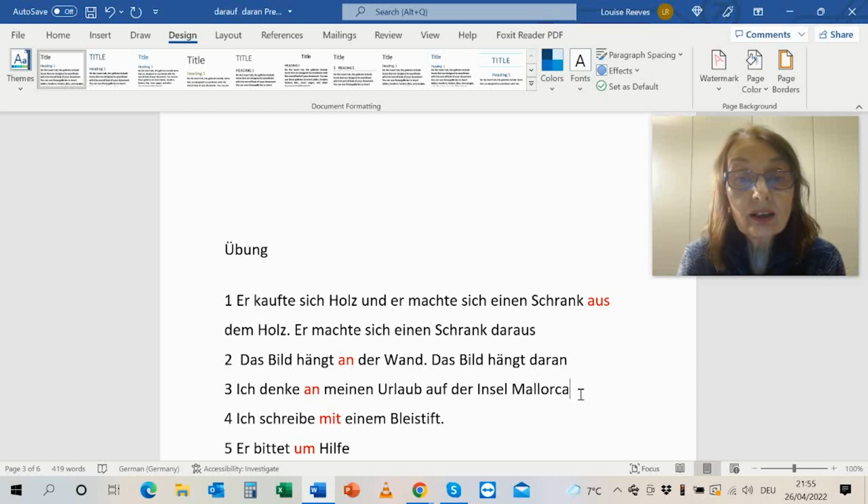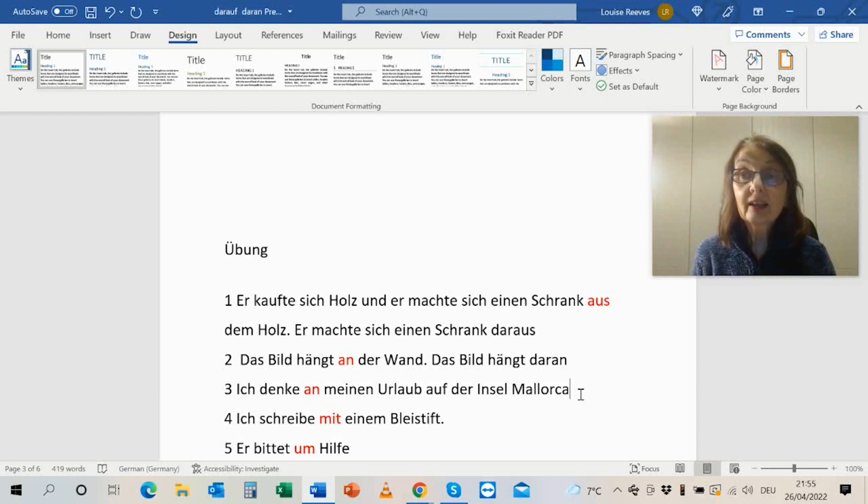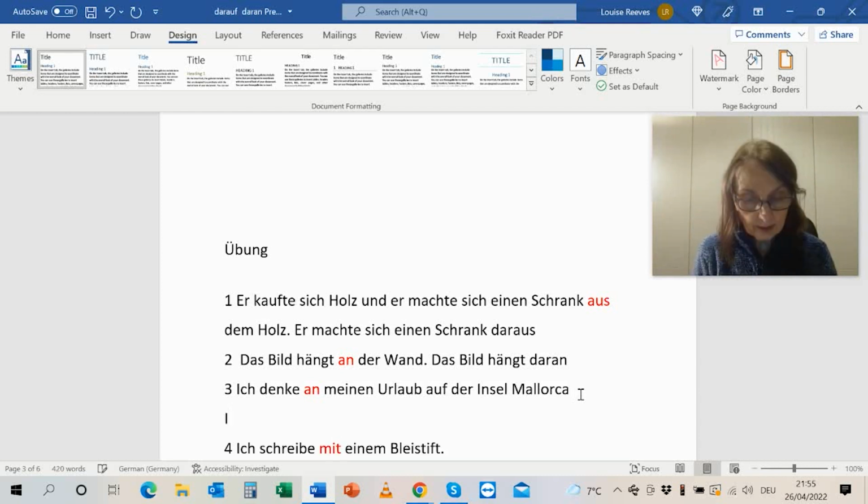In this case, it's denken an. So, ich denke an meinen Urlaub auf der Insel Mallorca. So, I'm thinking about my holiday on the island of Mallorca. So, what am I going to put? Ich denke daran.